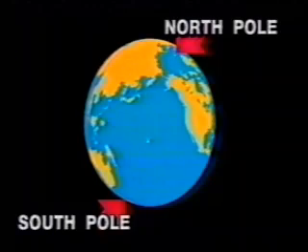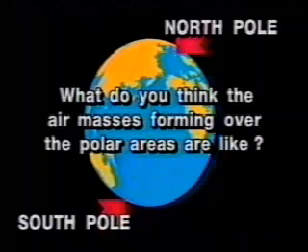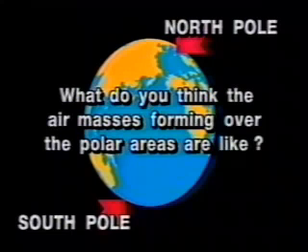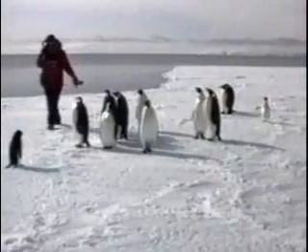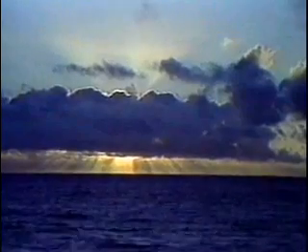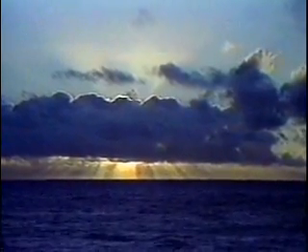Generally, air masses forming over a tropical area like this are warm and moist, while air masses from the North or South Pole are quite different. What do you think the air masses forming over the polar areas are like? The air masses from the two polar regions are cold and dry. But of course, air masses over the oceans contain much water.